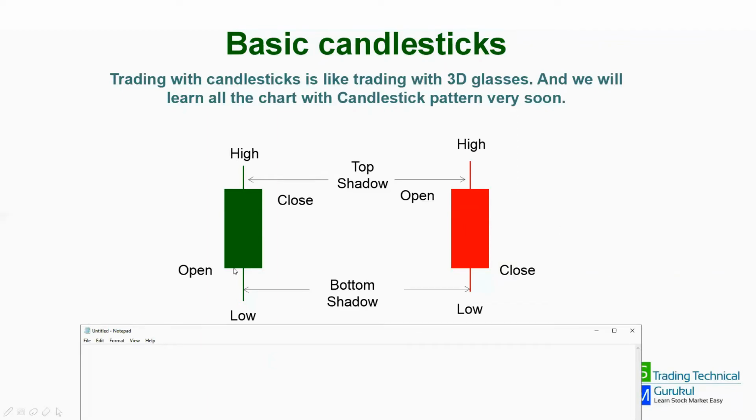There is a bottom shadow, there is a top shadow, there is an open, low, high, close. Basically in a green candle, the opening is less than the closing. For a green candle. But in a red candle, the closing is less than the opening. That means it is the red one, red candle.